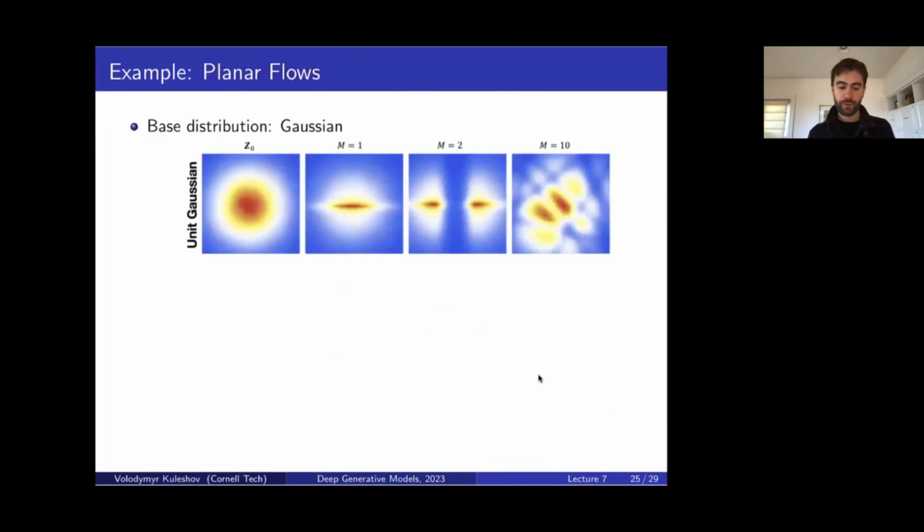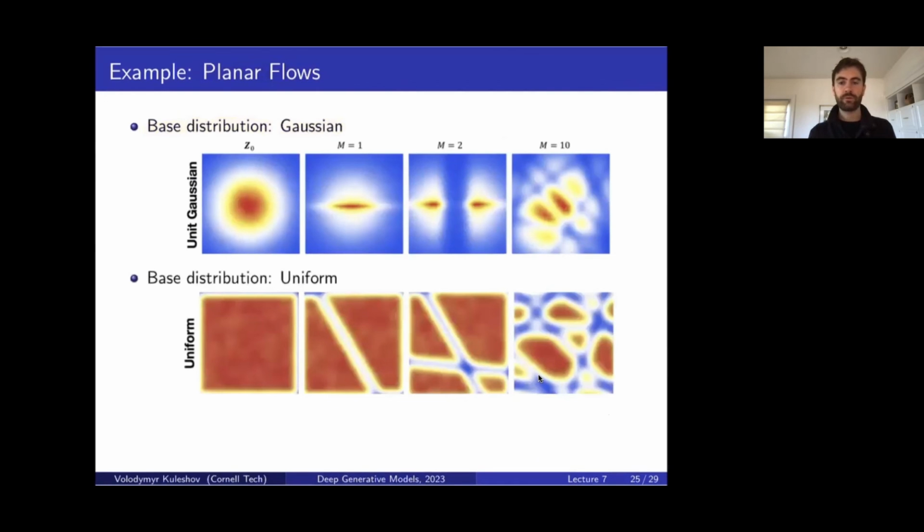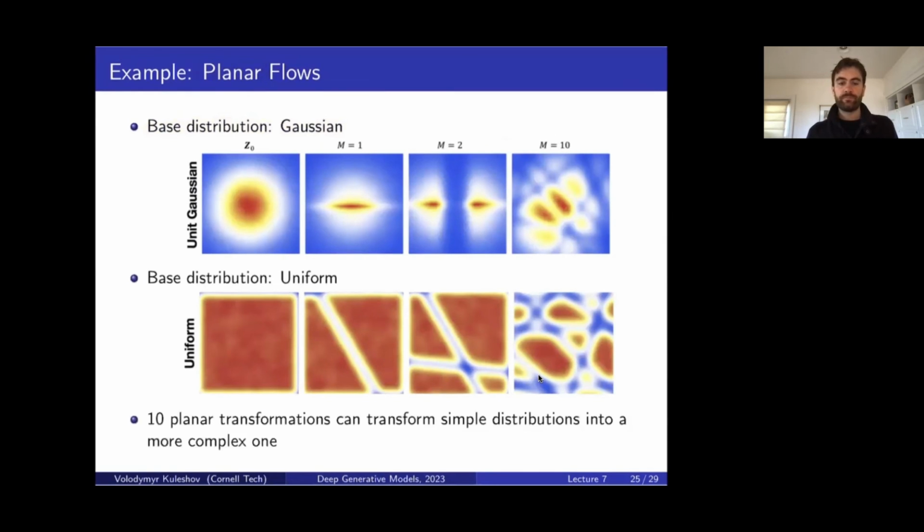It also works for other types of distributions. For example, if your base model is a Gaussian, then you get images which look like these. If it's uniform, then we get the type of density that you just saw. But the high-level idea here is that we can transform simple distributions into more complex ones by applying these simple transformations recursively.